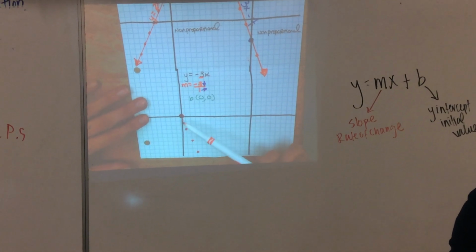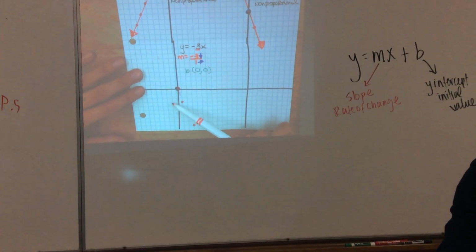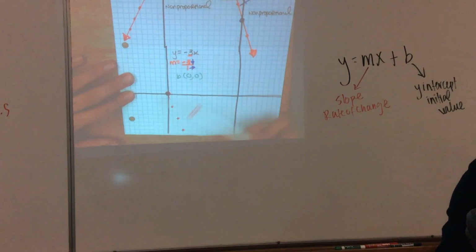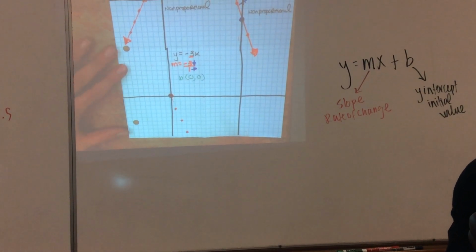If you would have done this, 3 down, and then 1 to the left, you would have been graphing a positive slope, which is wrong. So that's how you could check if you're doing it right.